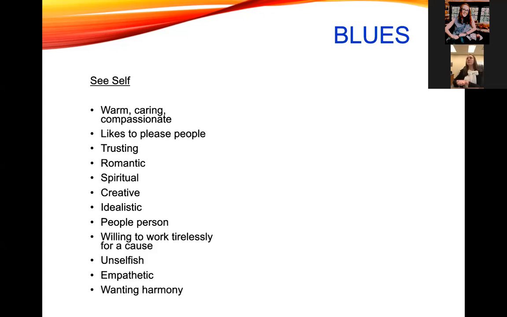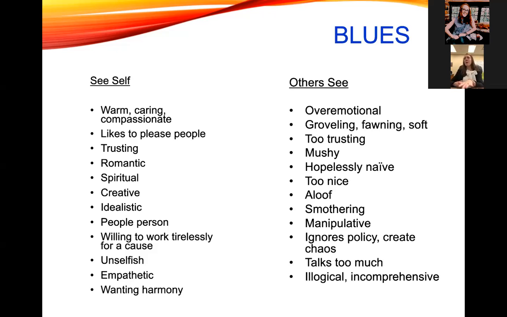So again, blues see all of these things as a good thing, but other colors may not understand where blues are coming from. So other colors may see blues as over emotional, groveling, too trusting, mushy, hopelessly naive, too nice, aloof, smothering, manipulative, ignoring policy, talking too much, or being illogical. So try to remember, if you're ever working with a blue, or if you have a friendship with a blue, that a lot of times when they're being emotional, it's because they want you to feel like you can open up to them.